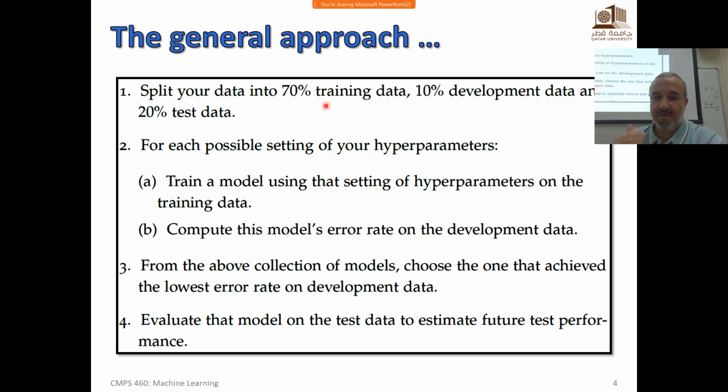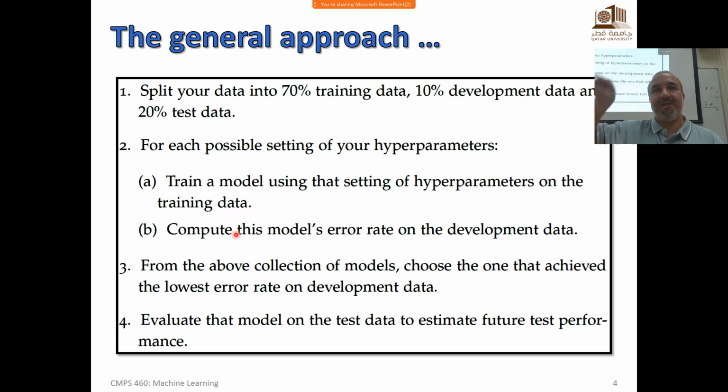Then for each possible setting of your hyperparameters, for each value of the hyperparameters, of course, if we have just one parameter, then it's just going through the possible values of this hyperparameter, for example, the depth. So maybe we want to get the best value from 0 to 10. So this is a loop that will go from 0 to 10. And in each iteration, we will train a new model with this set. And then in step 2B, we will compute the accuracy or the error.